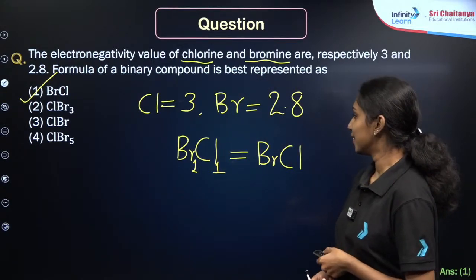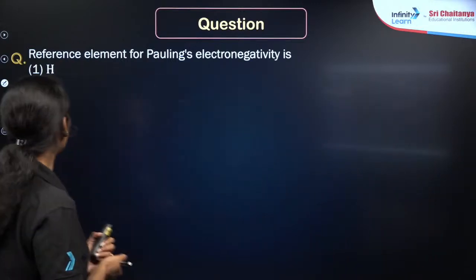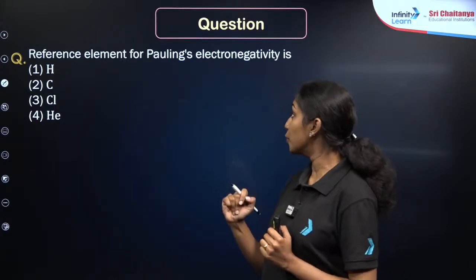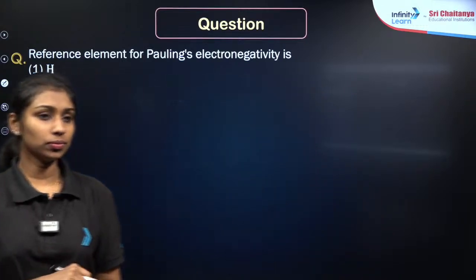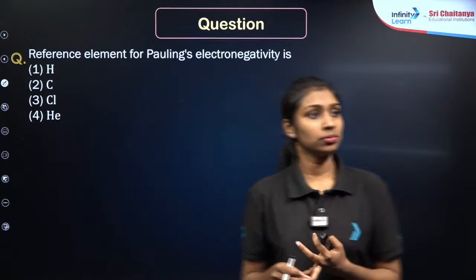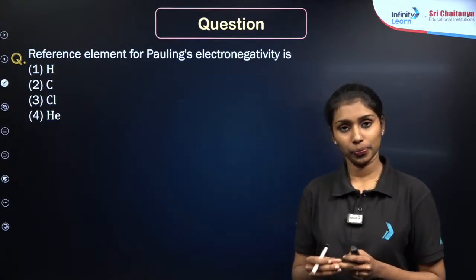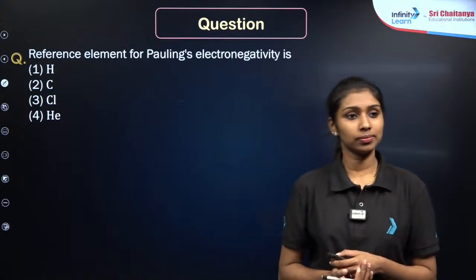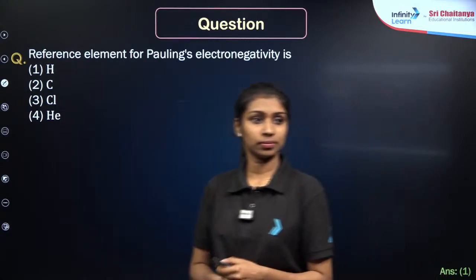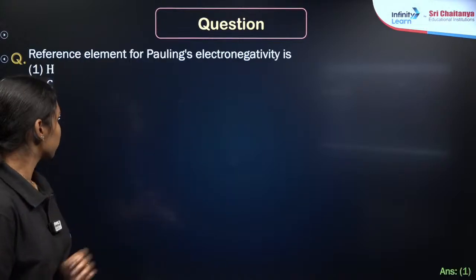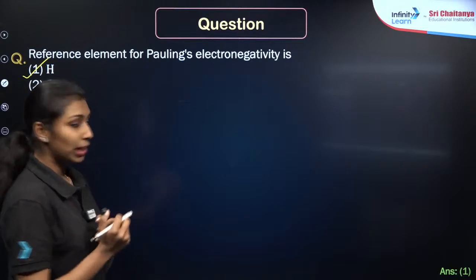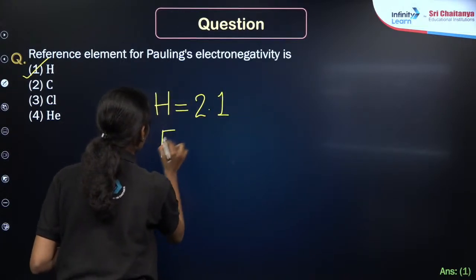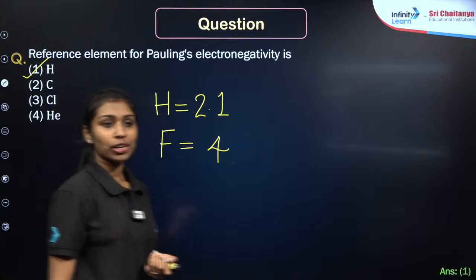Okay, this is the next question for you. What will be the reference element for Pauling's electronegativity? What will be the answer? We have already discussed, right? Option A, right? According to Pauling's electronegativity, he concluded that hydrogen has an electronegativity value of 2.1. According to this reference, he found that fluorine has an electronegativity value of 4, right? Clear? We have already discussed.